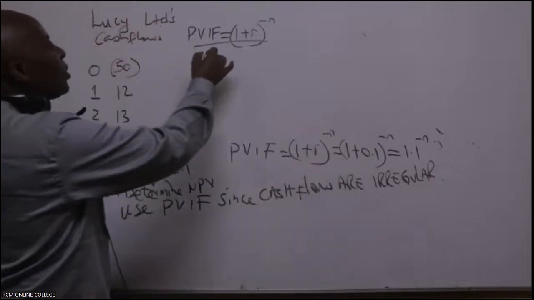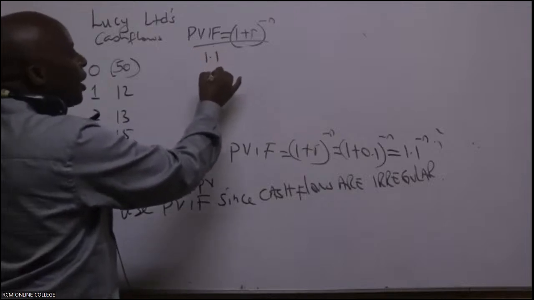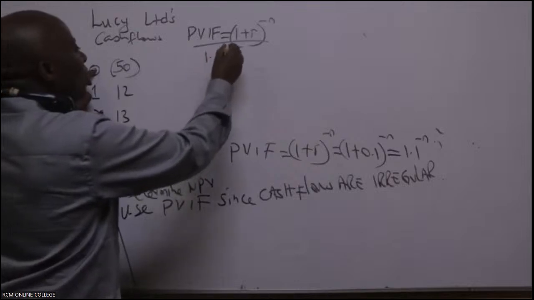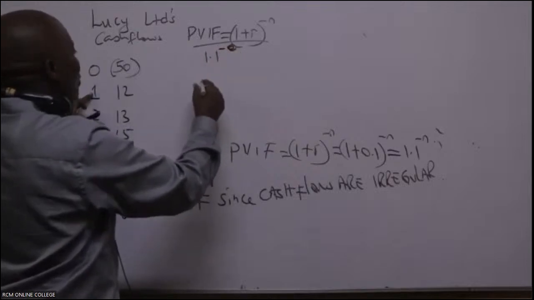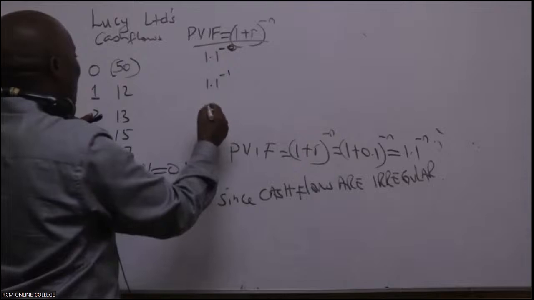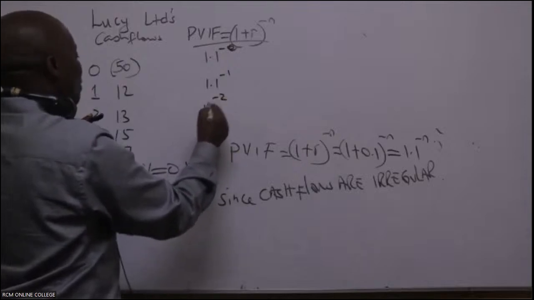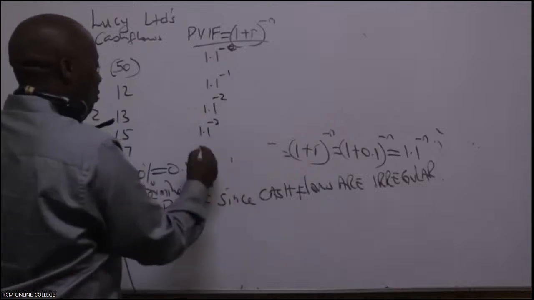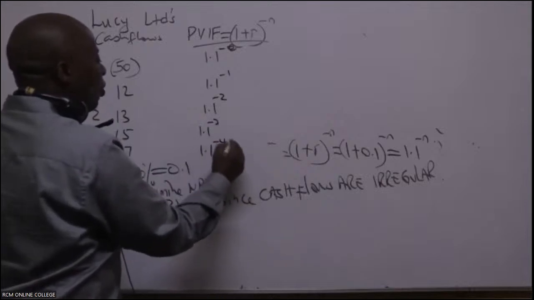N is normally the time period. So when I talk of 1.1 here, the time period is 0, so 1.1 raised to 0. Here I will talk of 1.1 raised to negative 1. Here we'll talk of 1.1 raised to negative 2, 1.1 raised to negative 3. We have here 1.1 raised to negative 4.